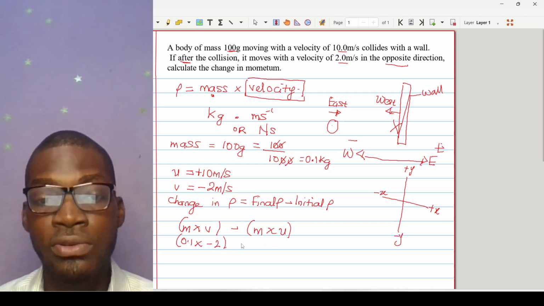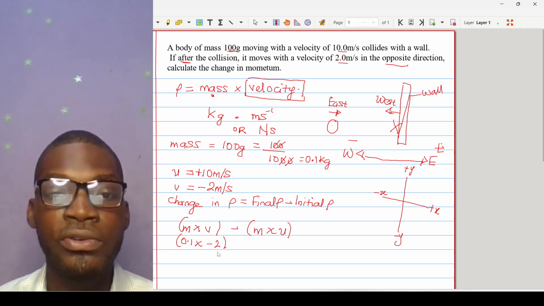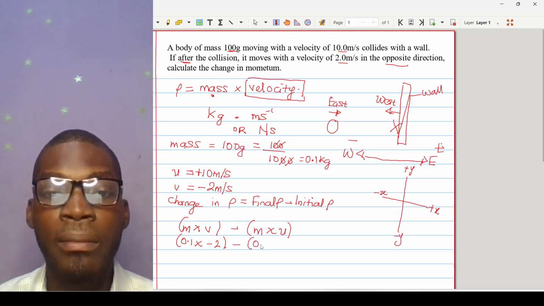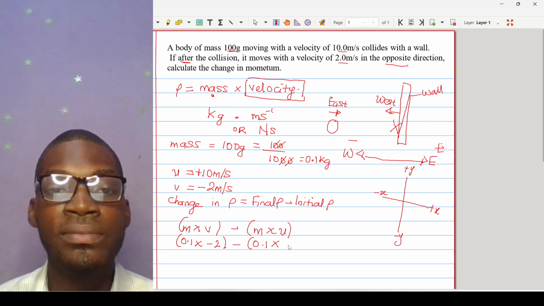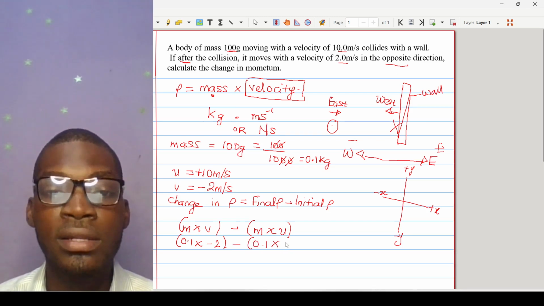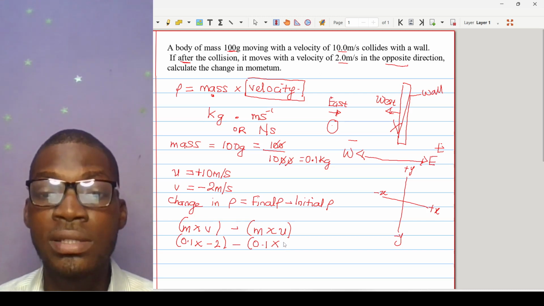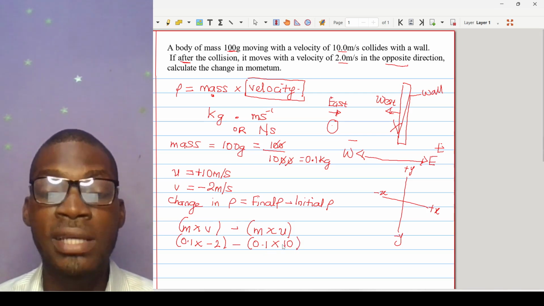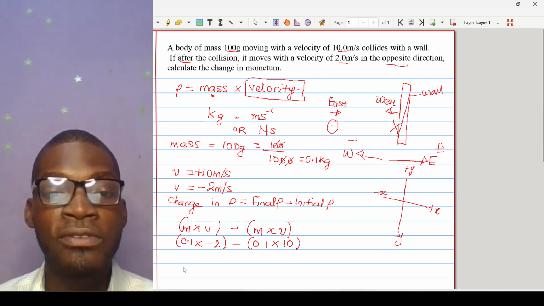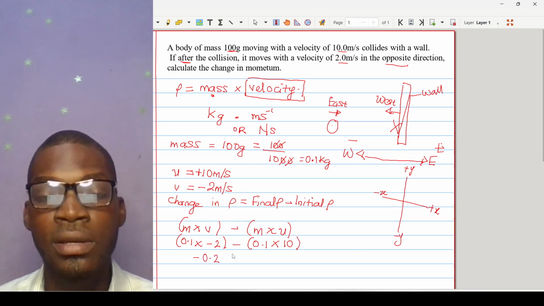I will just leave out the units for now, since we already have our final units here. Minus our initial momentum, our mass is still 0.1 times, and what is our initial velocity? In this case, our initial velocity is 10 meters per second. So I did not put any sign here because it's positive. So when we simplify this, here we have minus 0.2.